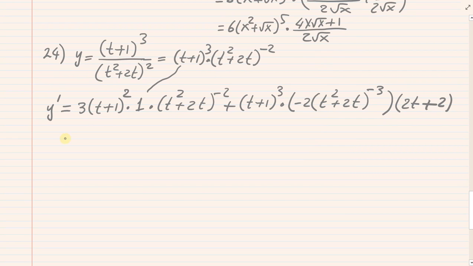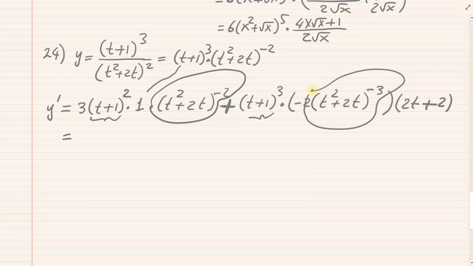Now let's clean this up a little bit as much as we can. So how are we going to simplify this? We can actually factor, this is a GCF. Remember, we are adding two big expressions, two long expressions together. So I can factor (t plus 1) squared. That's the GCF, right? I'm going to factor that. And (t squared plus 2t) to negative 2 is also common to both. I can factor that from it.